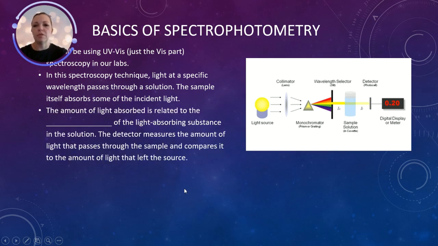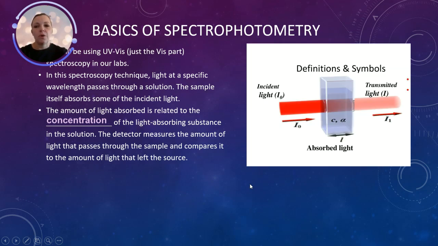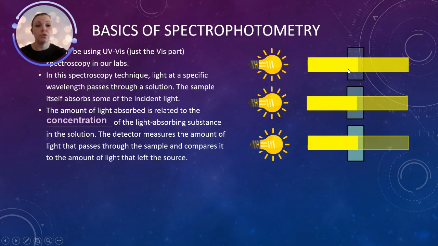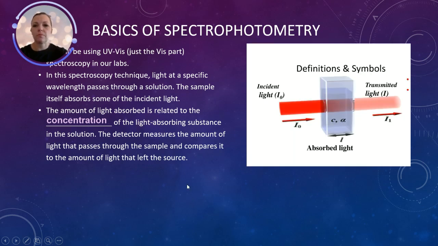The amount of light that's absorbed is related to the concentration of the light absorbing substance in the solution. The detector measures the amount of light that passes through the sample and then compares it to the amount of light that left the source. So we're comparing this amount here versus this amount there. So this is related to the concentration. You can see here we have a lesser concentration, and so we have more light passing through, versus down here we have a greater concentration, and so less light passes through.